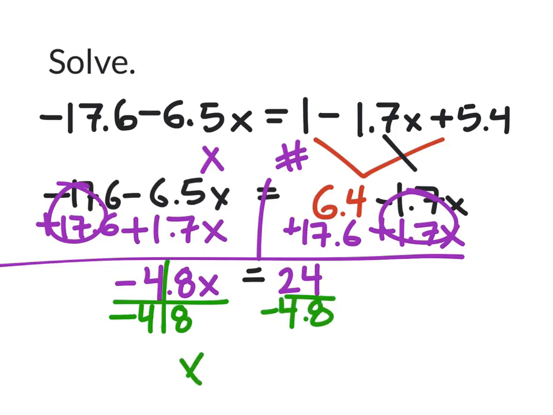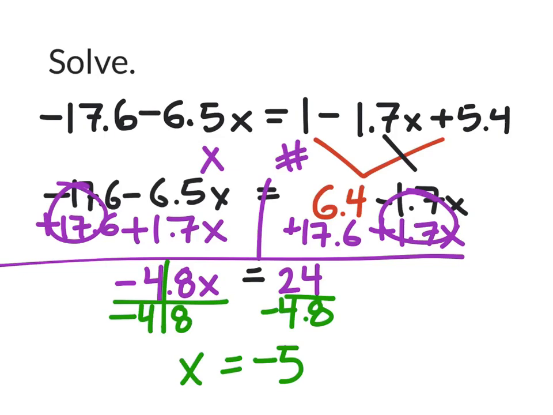And that's a 1x, phantom 1x. X now equals 24 divided by negative 4.8, which equals negative 5. Oh, that's pretty good. Now again, that was a lot of work, but I'm just going to check real quick to make sure that x equals negative 5 is the actual solution.